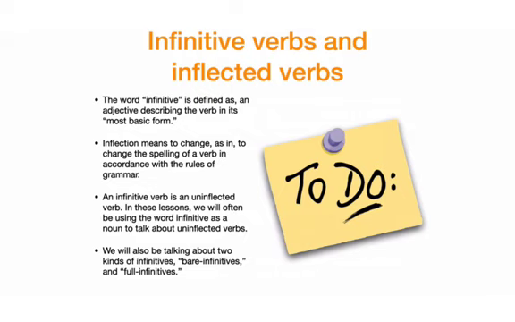Infinitive verbs and inflected verbs. The word infinitive is defined as an adjective describing the verb in its most basic form. Inflection means to change, as in, to change the spelling of a verb in accordance with the rules of grammar. An infinitive verb is an uninflected verb. In these lessons, we will often be using the word infinitive as a noun to talk about uninflected verbs. We will also be talking about two kinds of infinitives: bare infinitives and full infinitives.